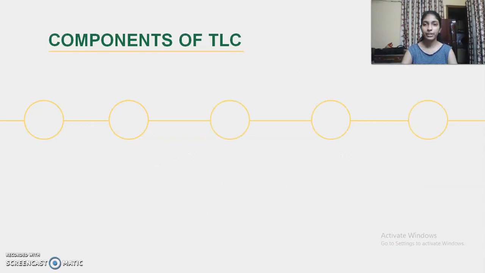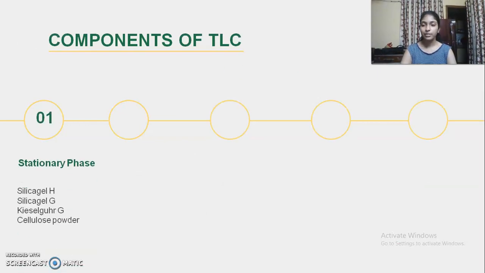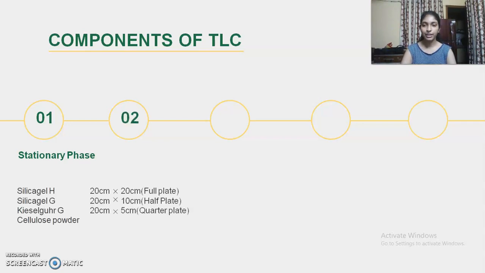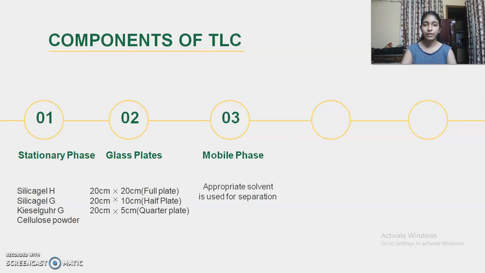Let's talk about various components of TLC. First is the stationary phase. Various materials are used like silica gel G, cellulose powders, but the most commonly used is silica gel for the stationary phase. Glass plates are used to prepare the stationary phase. Various dimensions are available like 20 by 20 is for full plate, 20 by 5 is for quarter plate and 20 by 10 is for half plate. Next is the mobile phase. An appropriate solvent is used as a mobile phase depending upon the compounds which are to be separated.